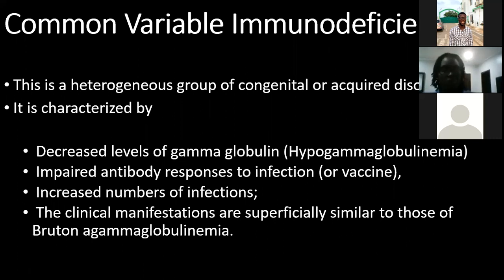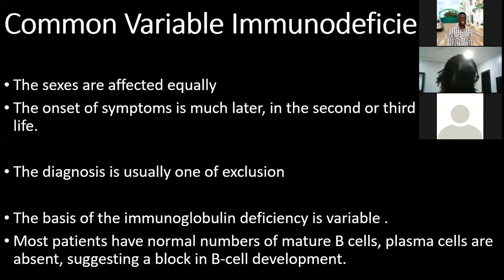This is a group of congenital deficiency, which is characterized by decreased levels of gamma globulin. So you have decreased levels of immunoglobulin. Then they have a decreased antibody response to infection or a vaccine. They have increased susceptibility to infections. They are similar to the Brutons. However, in this case, it is autosomal recessive, so both sexes are affected equally. And you would find it usually occurs later in life.